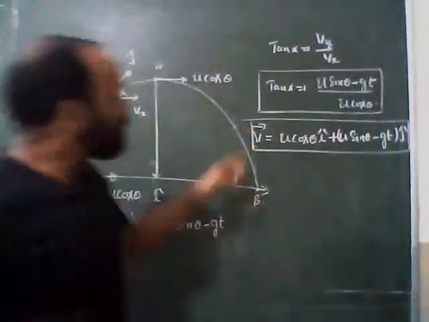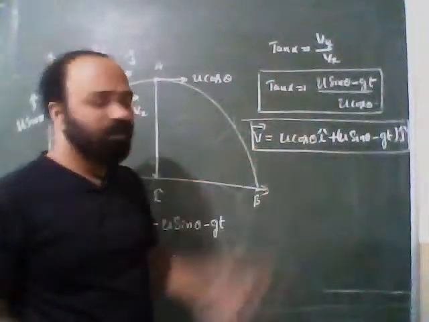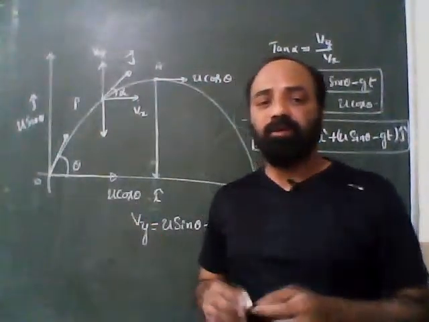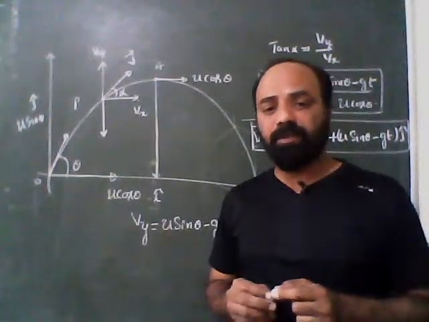Okay, see, these are the formulas to find out tan alpha. Now in board examinations they ask: prove that the equation of trajectory is a parabola.